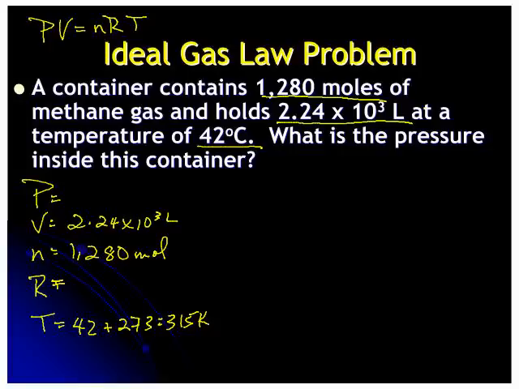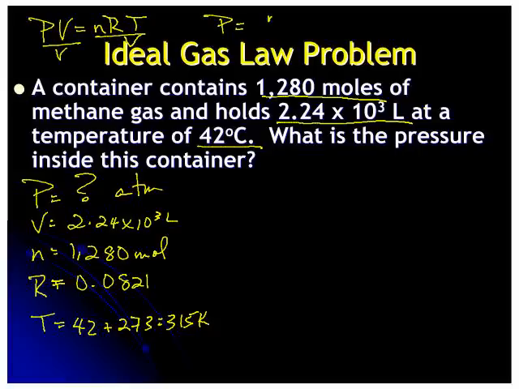And it says, what's the pressure inside the container? Well, it doesn't say what it wants the pressure in, so we can just assume atmospheres. Assuming atmospheres, then R is going to be 0.0821 for our gas law constant. So this time we want to get pressure by itself, so we need to divide both sides by V, and we get pressure equals N times R times T divided by volume.